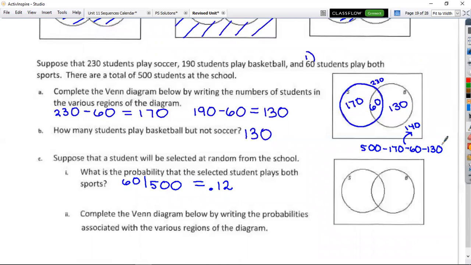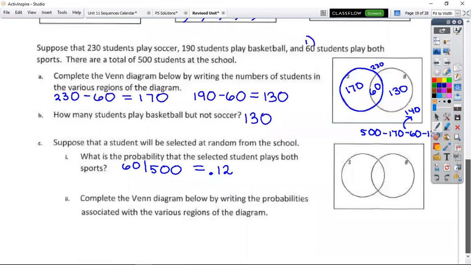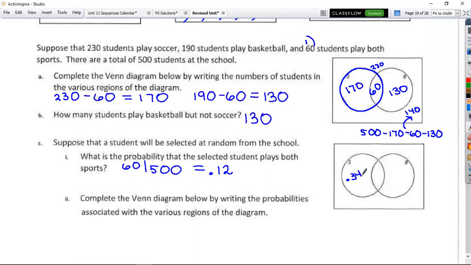Complete the Venn diagram by writing the probabilities in. So we're just going to divide these by 500. So 170 divided by 500 is 0.34. 60 divided by 500 is 0.12. 130 divided by 500 is 0.26. One more. 140 divided by 500 is, you got it.